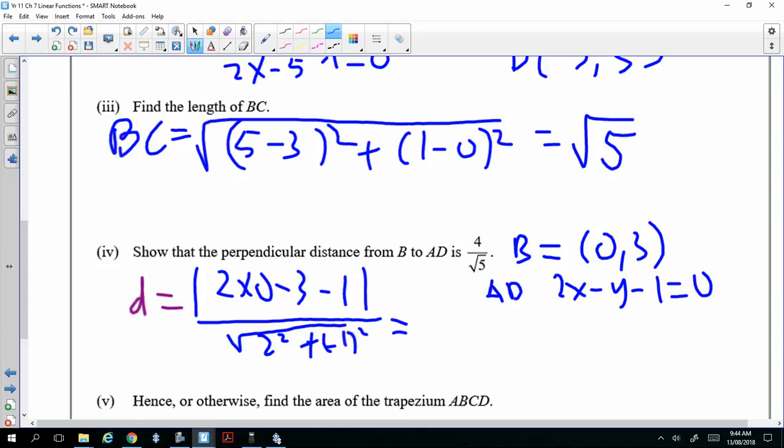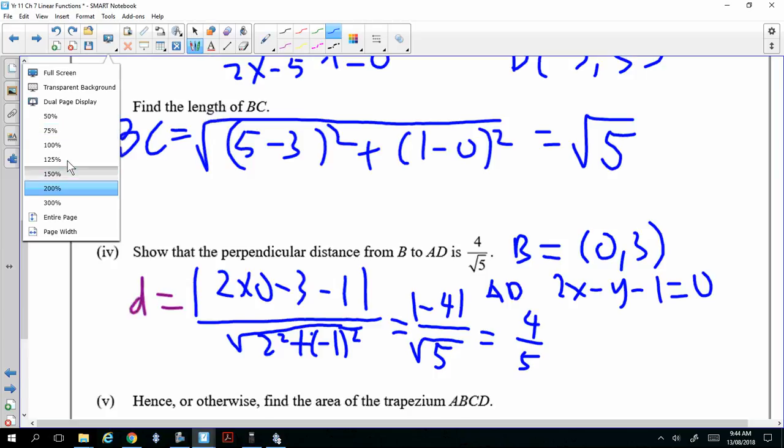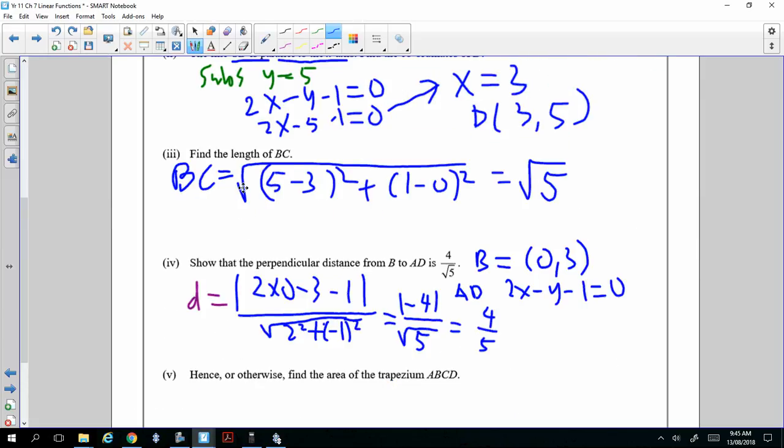Negative 1 squared. Let me write it again. Okay, so they give you the answer. You just have to show that it works. All right.